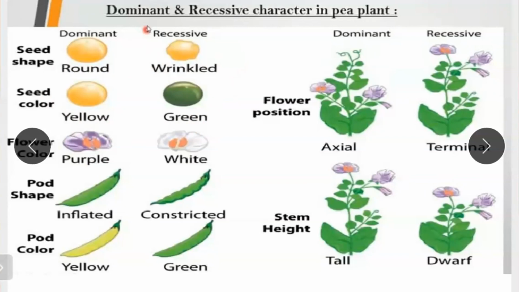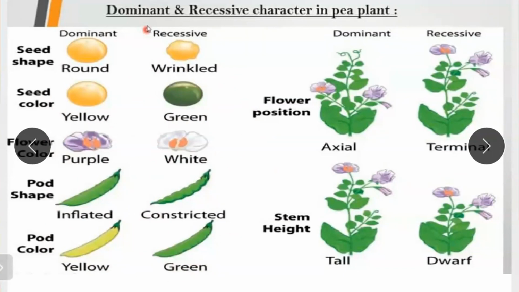What about the flower color? In dominant, the color of the flower is purple, and in recessive, the color of the flower is white. You can see in the slide. Are you able to see? Yes. Then what is the shape of the pod? In dominant, the shape of the pod is inflated, and in recessive, it is constricted. What is the color of the pod? In dominant, the color of the pod is yellow, and in recessive, it is green.